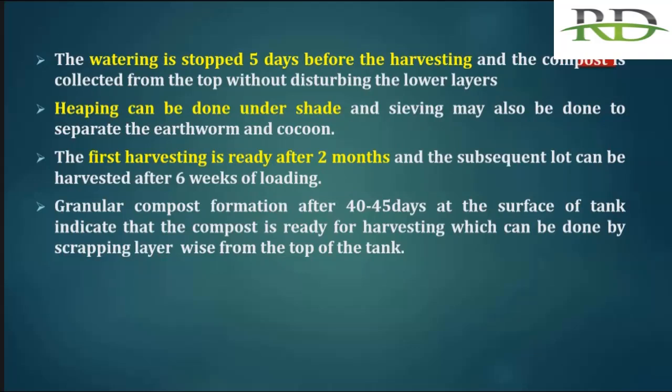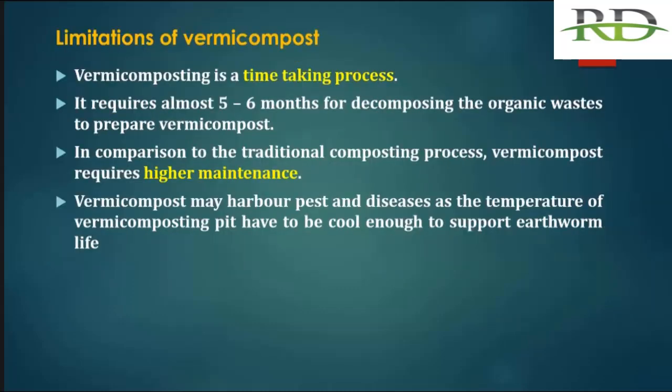Some of the limitations of vermicompost production: it is a time-taking process, requiring almost 5 to 6 months to decompose the organic waste to prepare vermicompost. In comparison to the traditional composting process, vermicompost requires higher maintenance, and vermicompost may harbor pests and diseases as well.